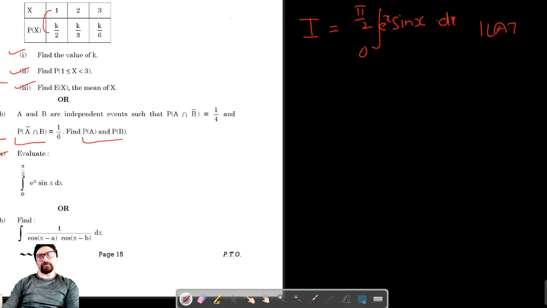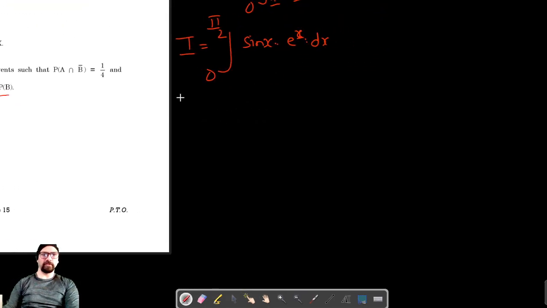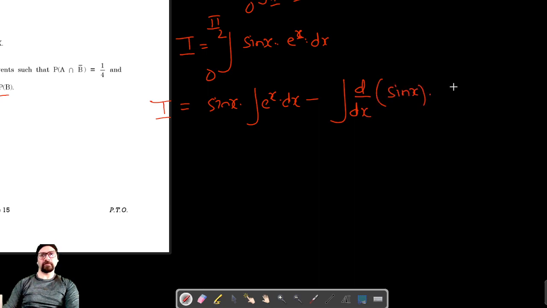So we are going to use integration by parts, and for this our first function should be sine x and this should be our second function. So let me put them in order. So this is 0 to pi by 2 and sine x into e raised power x into dx. And now using integration by parts, we get I is equal to first function into integration of second function minus integration of differentiation of first function into integration of second function. The whole has to be integrated.